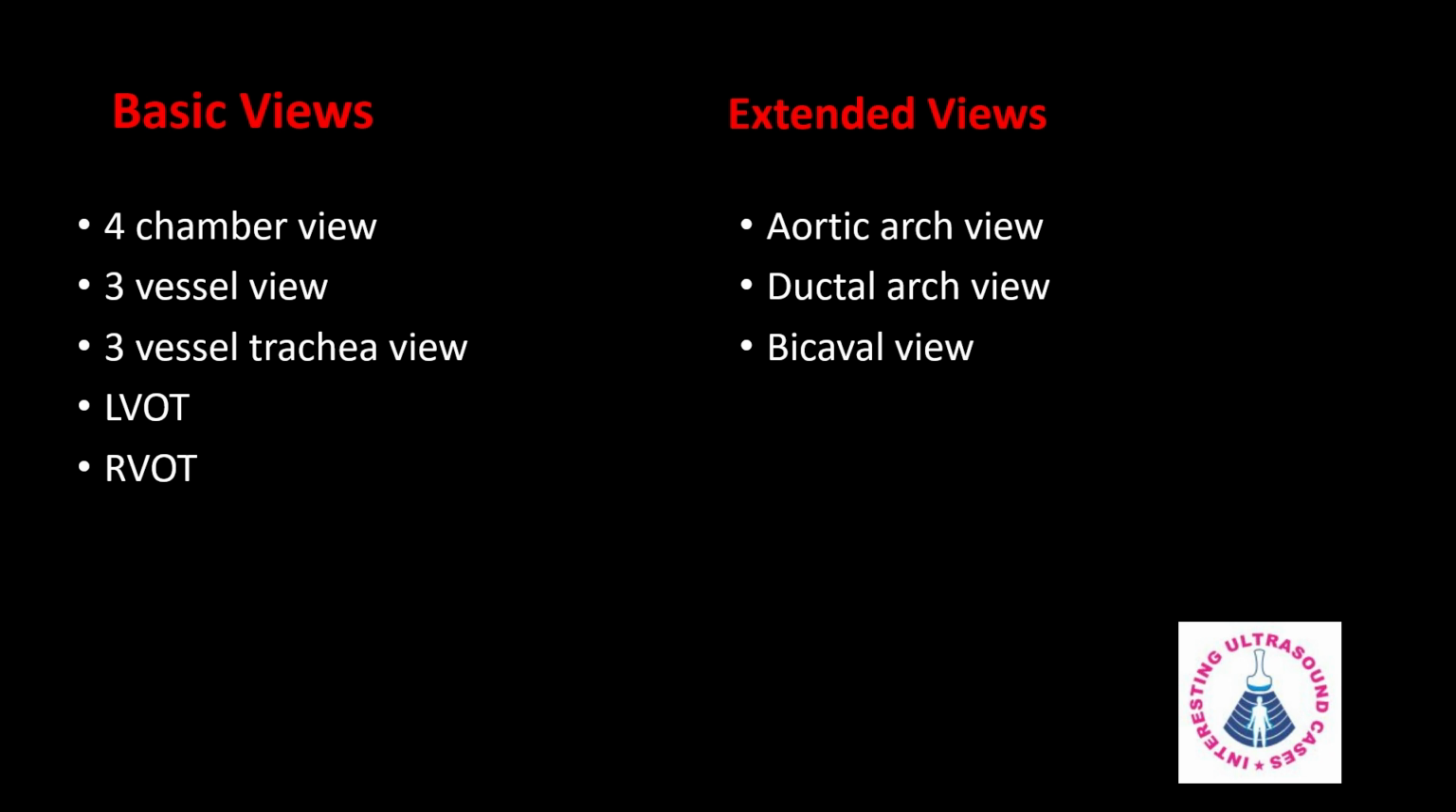Next, we shall see about the views of the heart. The five basic views of the heart are four-chamber view, three-vessel view, three-vessel trachea view, LVOT and RVOT. In routine anomaly scan, if we see any abnormality in these views, we have to try and see these views also. That is aortic arch view, ductal arch view and bicaval view.